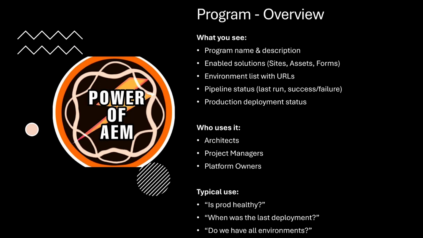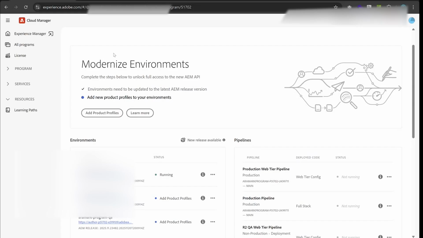Let's quickly go on the screen and see how you can access the program and what you can see. So this is the program screen. Whenever you land on the Cloud Manager, you can see this screen. In this screen, it shows different sections.